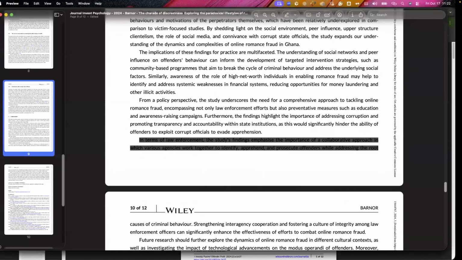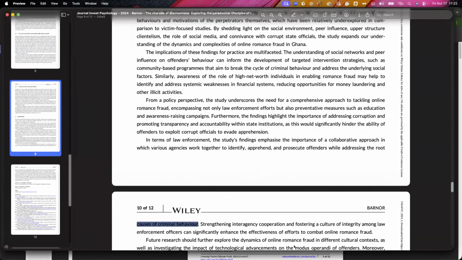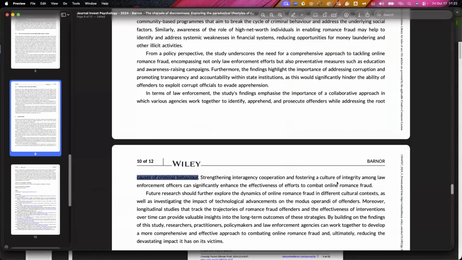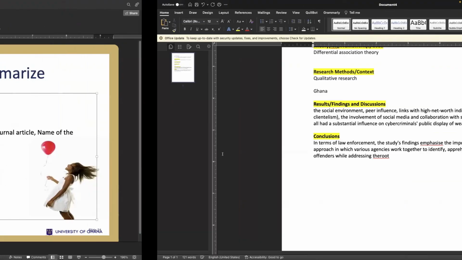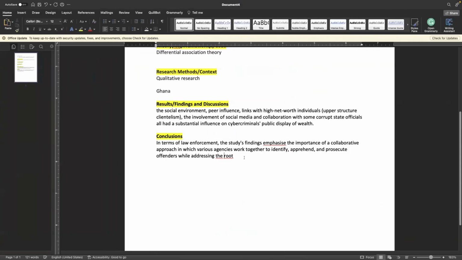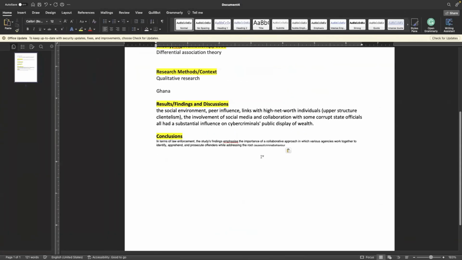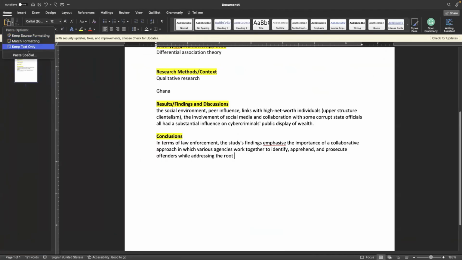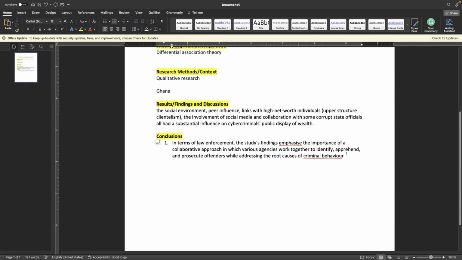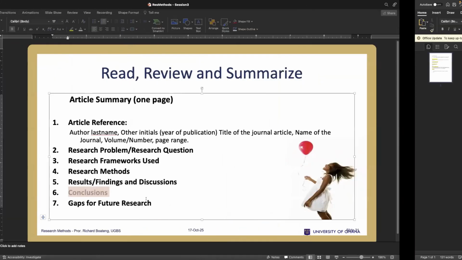So this is just one. There may be several others. Strengthening interagency cooperation is also another one. So don't just put one there. We are putting one there because we are not doing the complete work in this class. Okay. So we have one. You can have two, you can have three. If there are more, you keep adding. Okay. Then gaps for future research.